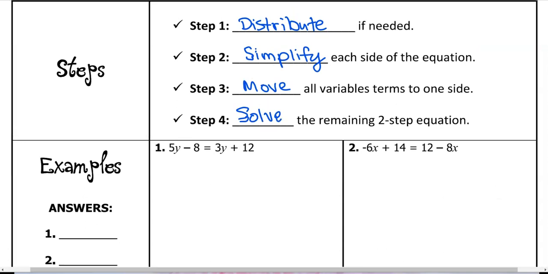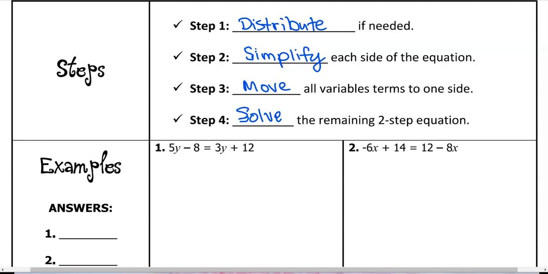Here we go. So we have 5y minus 8 equals 3y plus 12. What variable are we trying to solve for? Y. Step one, is there anything to distribute? No. Is there anything I can simplify or combine on either individual side of the equal sign? No. So we can go right ahead to move all of my variables to the same side.